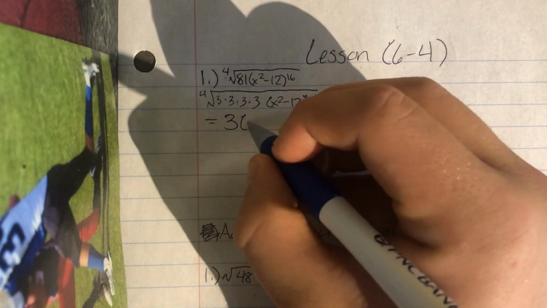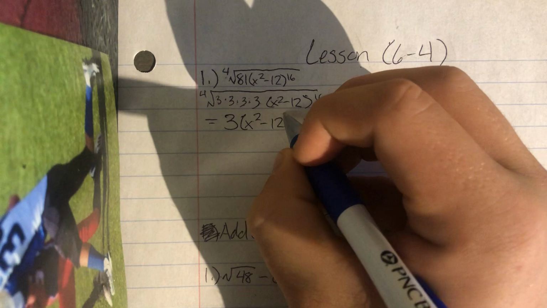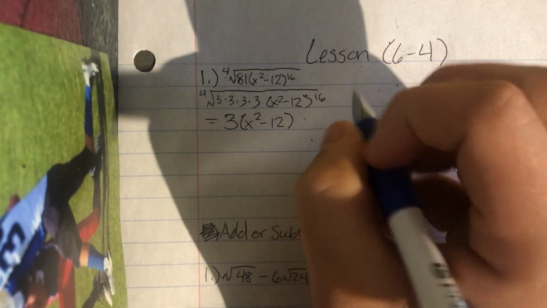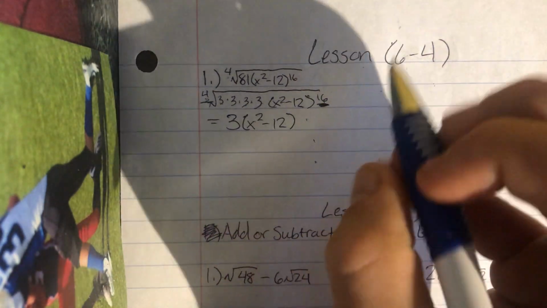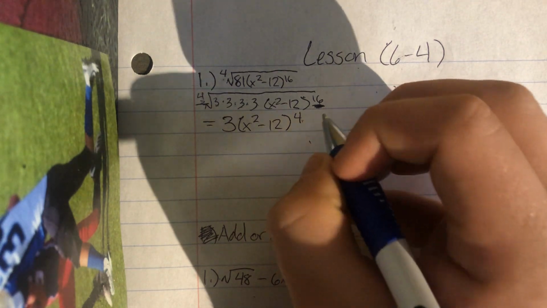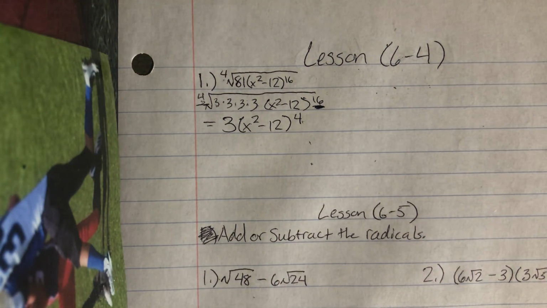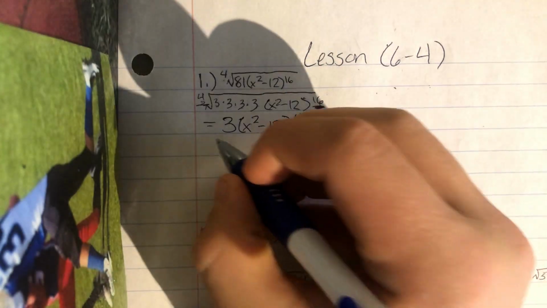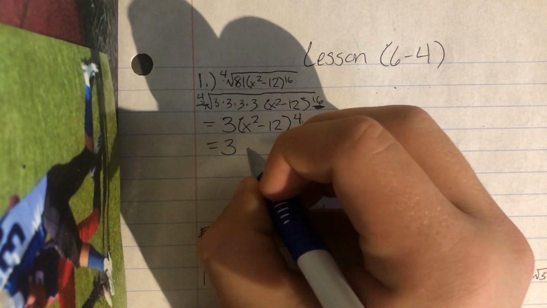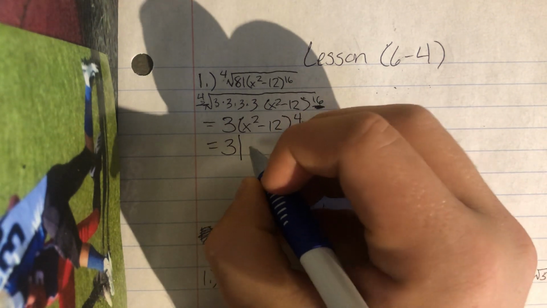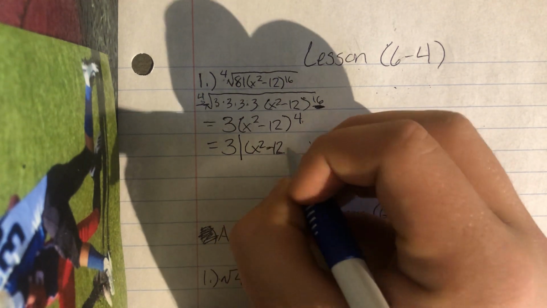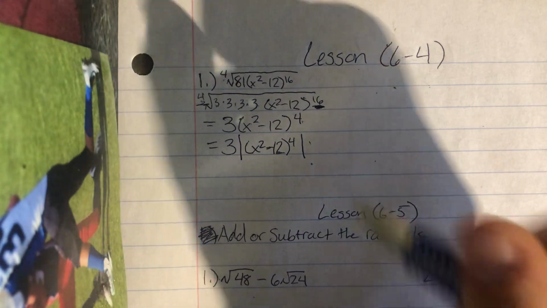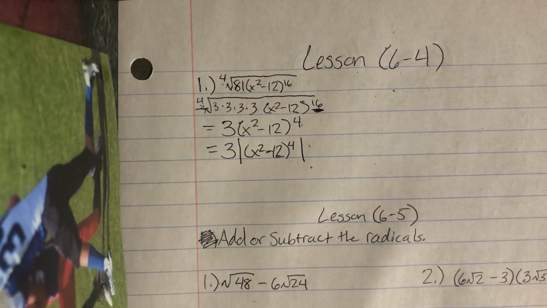And then you have your polynomial here with x squared minus 12. And then what you do with this exponent here, I like to do this: 16 divided by 4 is 4, so you'd make this to the 4th power. That is your answer, but here's what you could also do. You have 3, then you make this an absolute value of the quantity x squared minus 12 to the 4th power. Either one of these is correct. That's how you do that one.